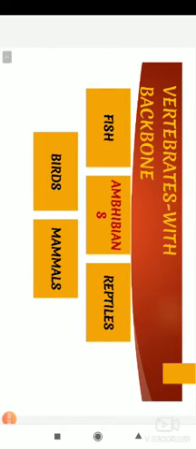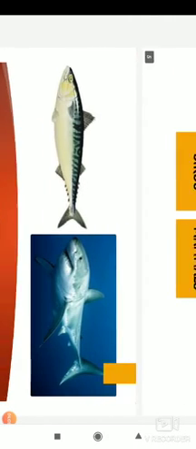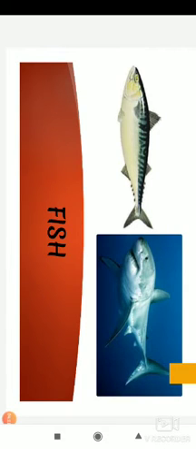Among the vertebrates you can see fish, amphibians, reptiles, birds and mammals. They can be differentiated based on the presence of the backbone. Let's look at fish. Fishes all live in water. How do they breathe? They breathe through gills, right? And they have fins to swim and a tail to change direction. Cod, mackerel and shark all come under the fish category, a large variety of animals inside the water.